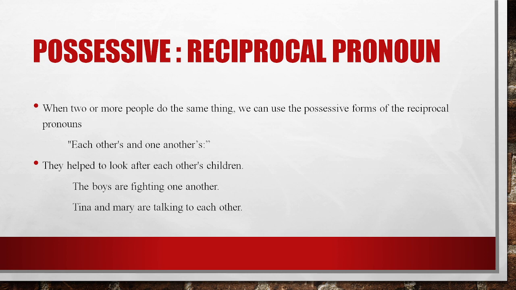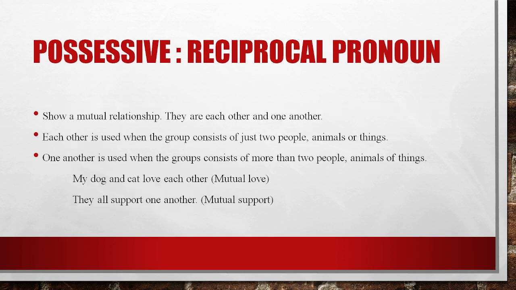When two or more people do the same thing, we can use the possessive forms of the reciprocal pronouns, each other's and one another's. They help to look after each other's children. The boys are fighting one another. Tina and Mary are talking to each other.